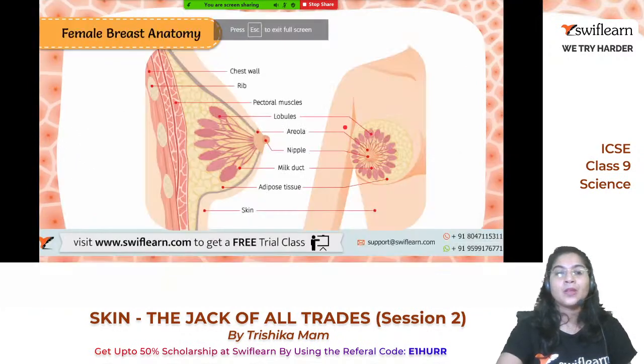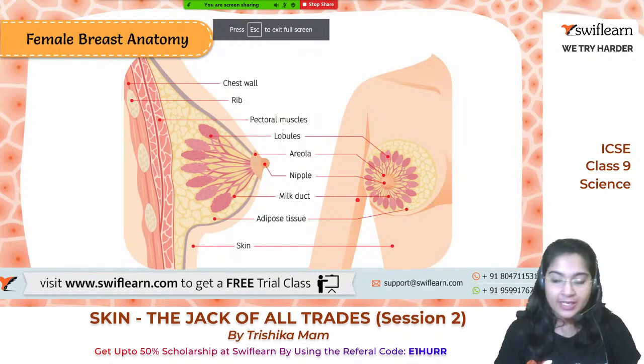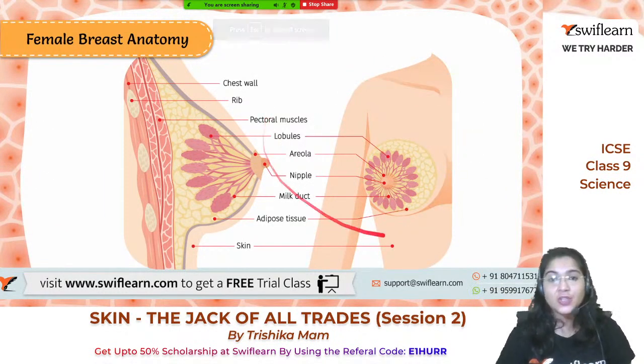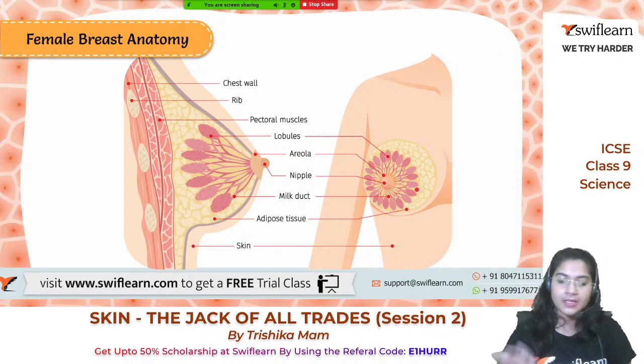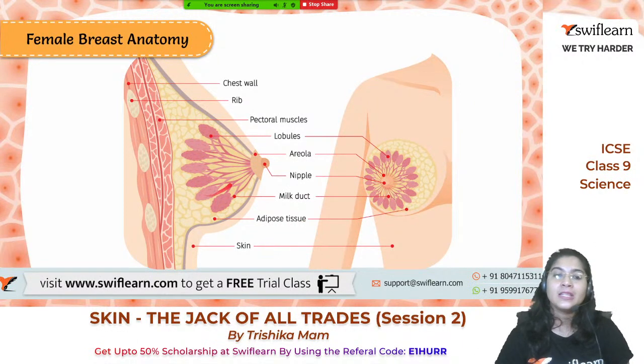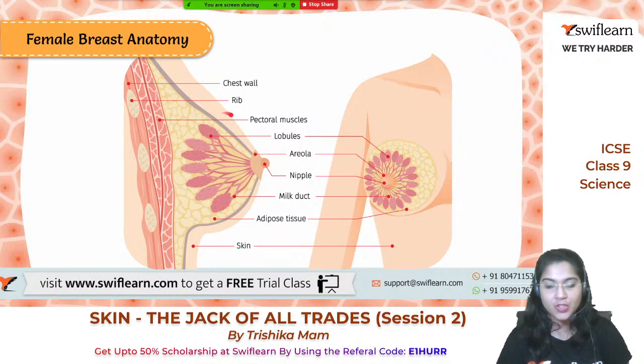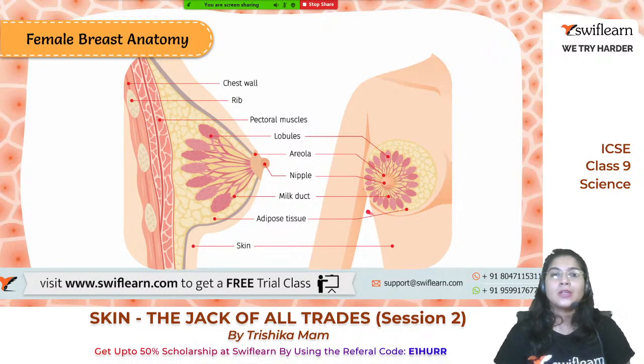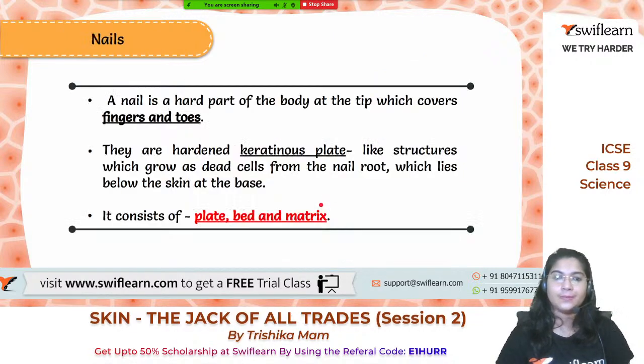Okay, so this becomes very much active during the lactation period, and it helps in the secretion of the milk. These ducts are known as the milk duct. These are known as the lobules, the different lobules. And below this is the fat, the adipose tissues which is present over there. So these are present basically in the chest wall.